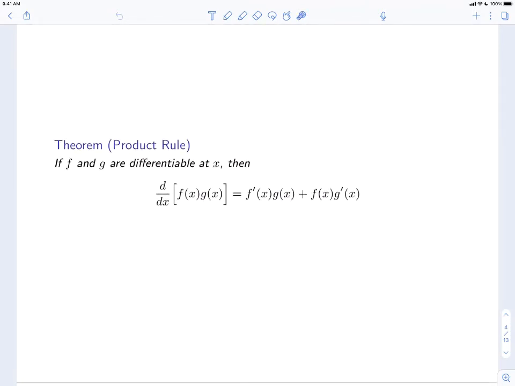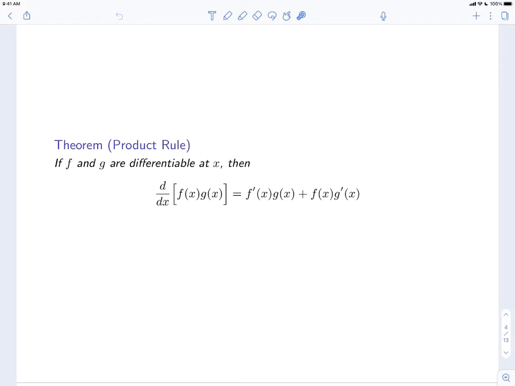This is the product rule. If f and g are differentiable at x, then their product is also differentiable at x, and this is how you compute it. The derivative with respect to x of the product f at x times g at x is equal to f prime at x times g at x plus f at x times g prime at x. The way I like to say this is the derivative of the product is the derivative of the first times the second plus the first times the derivative of the second.